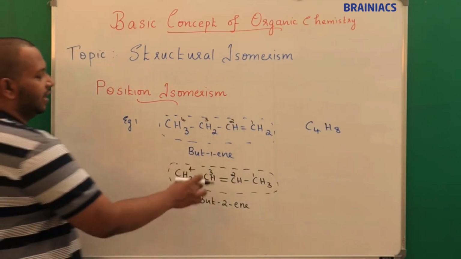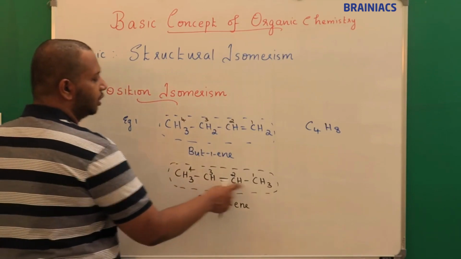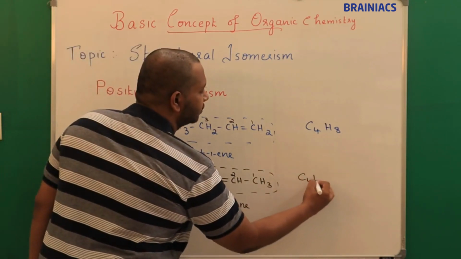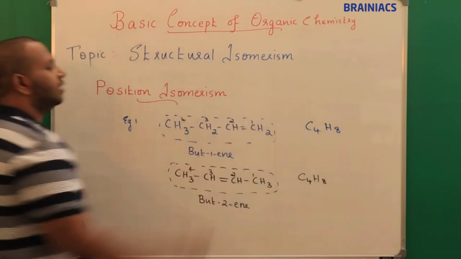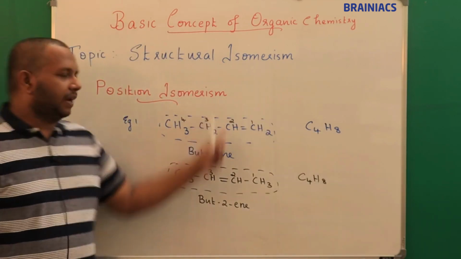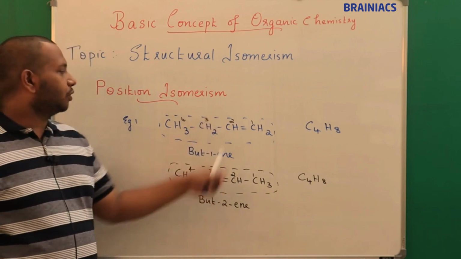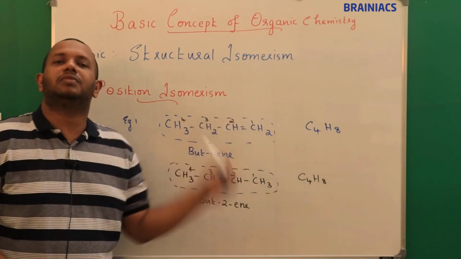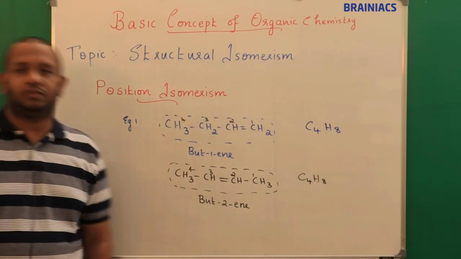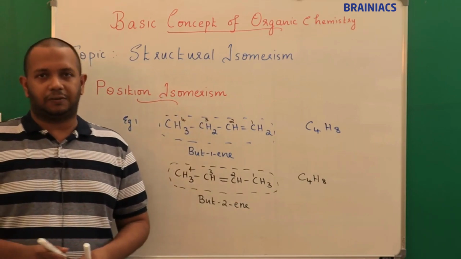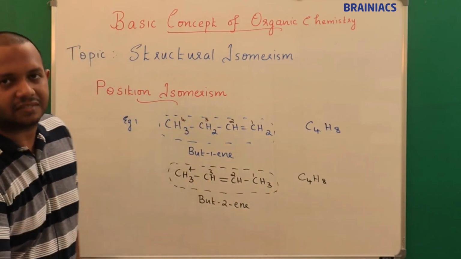So that means again if you see the formula, 1, 2, 3, 4, C4H8. So both are having the same general formula, same parent carbon chain, but the position of the double bond is changing. Then this comes under the category position isomers. I hope it is clear for you. Next we will see the next example.